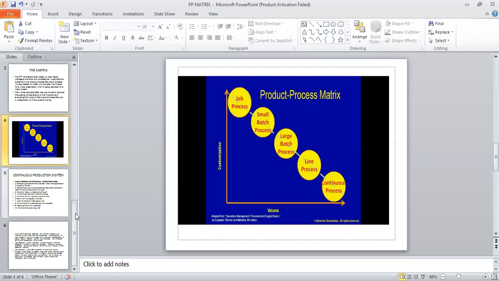So this is all about today's lecture, in which we have discussed only one part, that is the continuous production system. In later lectures, we will discuss the batch processes, the job processes, and the projects also. So that's all for today's lecture.